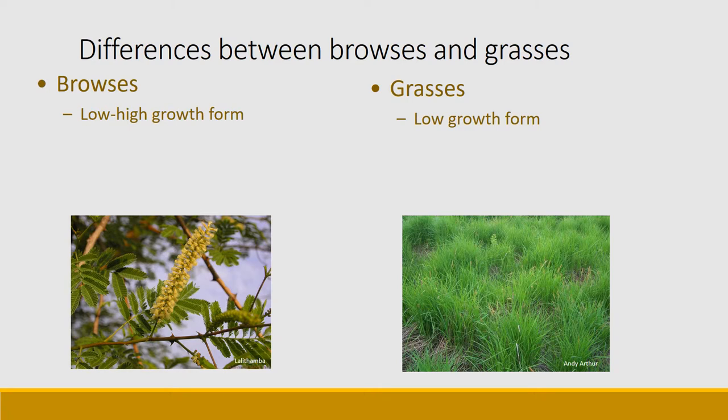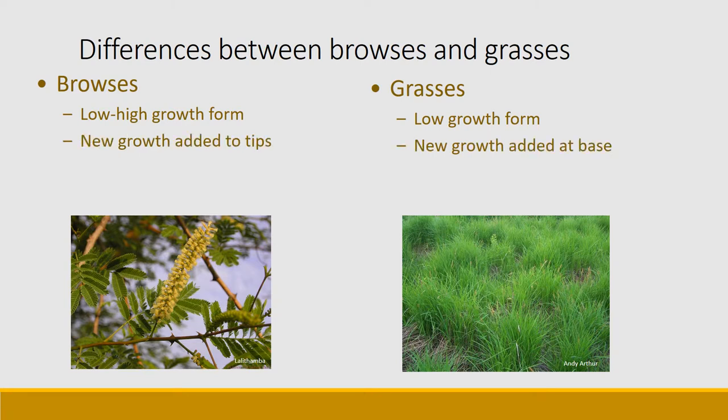Other differences are more structural and in shape. Browses we say have a low to high growth form. If you're a forb, you might be short, but a lot of shrubs are really tall. You might not be able to reach it. I've seen pictures of goats getting up in trees trying to do it. Grasses, even though we know there are tall grasses like reed canary grass, most of them are fairly low growth form, which affects how animals might eat them.